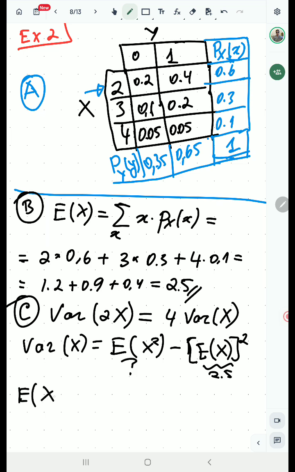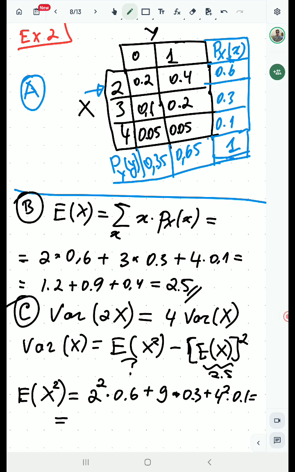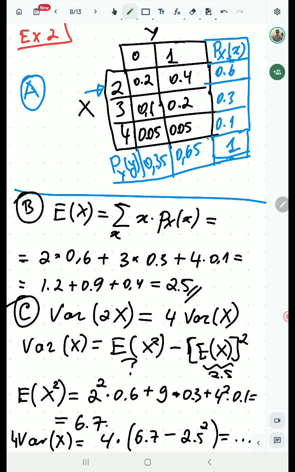Now let's find that. What is expectation of x squared? That is equal to 2 squared times, so 2 is taken with probability of 0.6 plus 3 squared is 9 times, the probability of 3 is 0.3 plus, then the next value is 4, so 4 squared times, what is the probability of 4? That is equal to 0.1, and in the end you should receive, let me see, yeah, in the end you should receive 6.7. So this means that the variance of 2x, 4 times variance of x, is actually equal to 4 times 6.7 minus 2.5 squared. Then this is arithmetic, you have to calculate that.